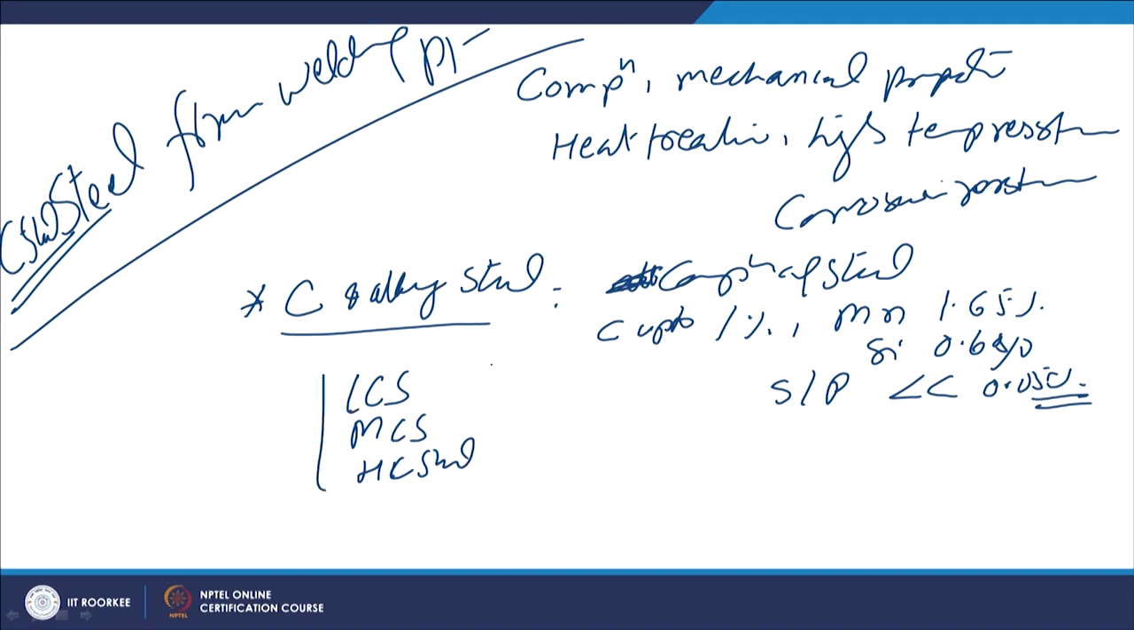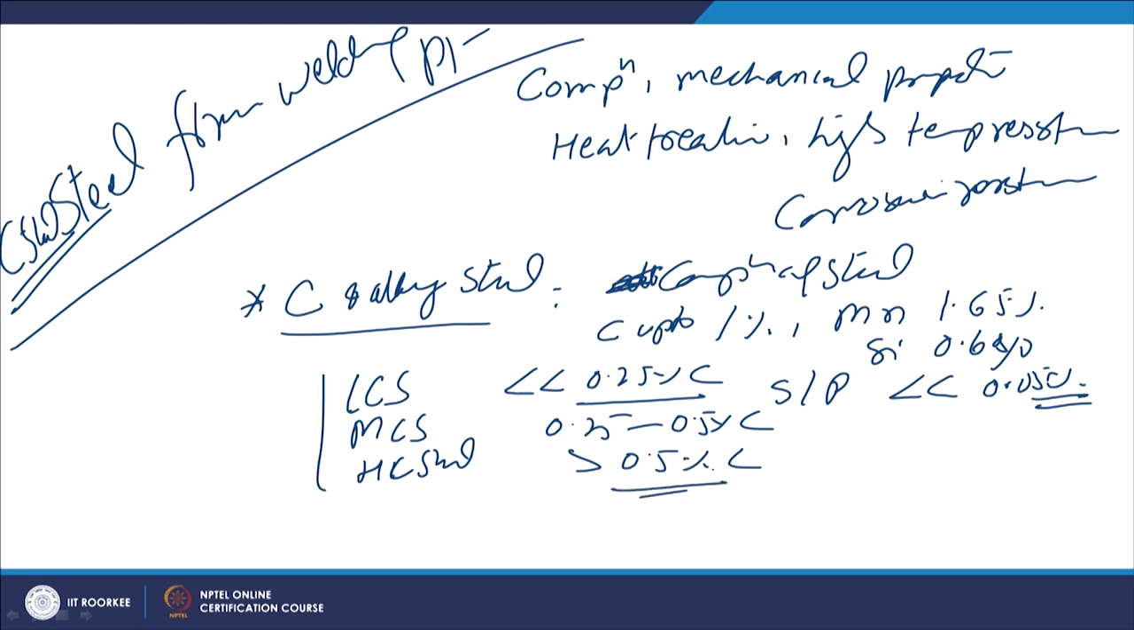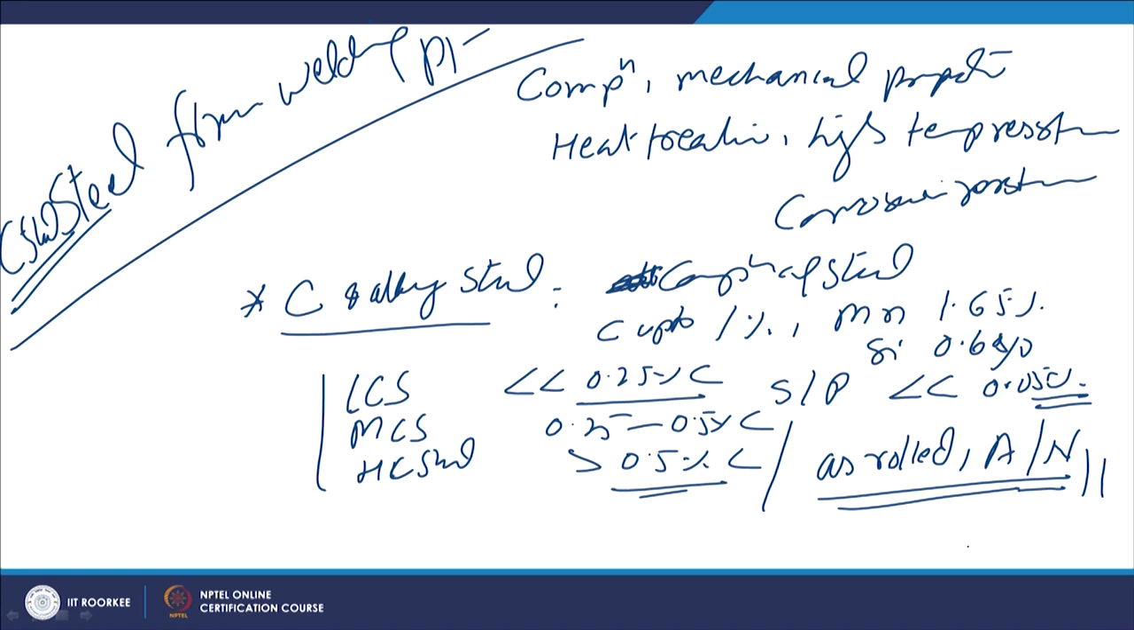So, low carbon steels are those having less than 0.25% carbon, medium carbon steels have 0.25 to 0.5% carbon, and those having carbon greater than 0.5% fall under the high carbon steel category. Most of these steels are used in the as-rolled, annealed or normalized condition. Since the heat treatment condition of the steel significantly governs the weldability, it is important to know the heat treatment condition of the steel.